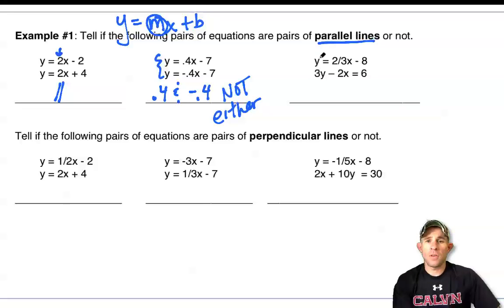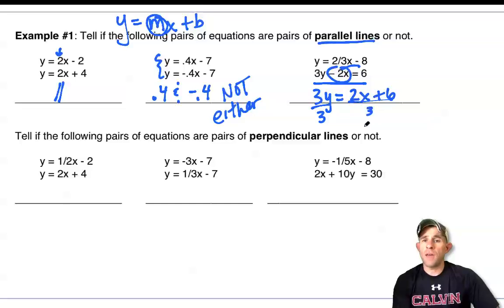All right, our next set here, we have y equals 2/3 x minus 8, and then we have 3y minus 2x equals 6. This second equation gives us a little bit of trouble because we need to find y and get it in this slope-intercept form. So we're going to rewrite our equation by moving this negative 2x over to the other side of the equal sign, and that gives us a positive 2x plus 6 on the right, and then we're going to divide both sides by 3. When we do that, we get the equation y equals 2/3 x plus 2. So you can see here I have a slope of 2/3 and a slope of 2/3. So these two lines are going to be parallel to each other.